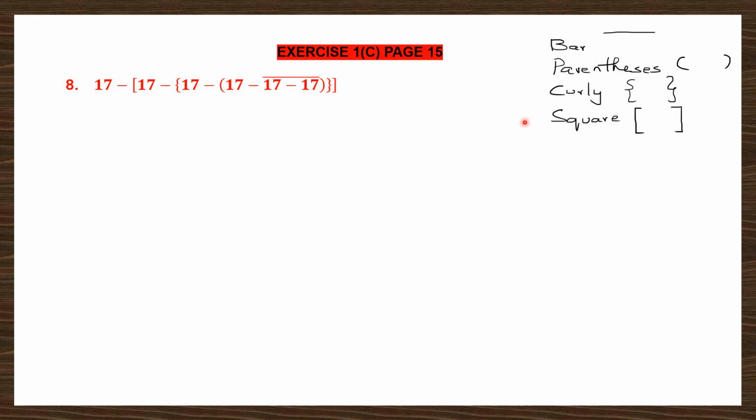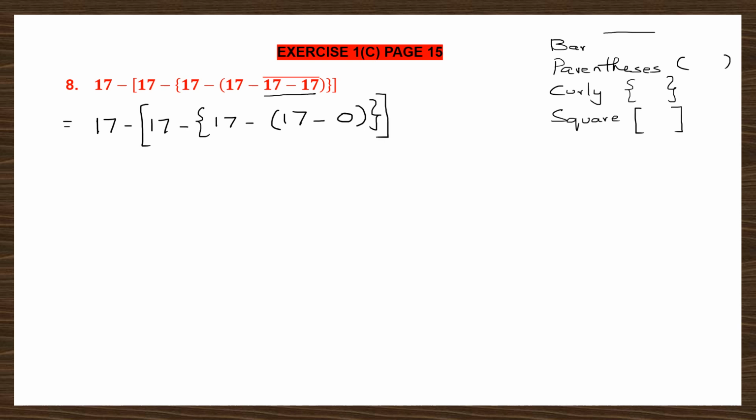So now let's begin. According to this, we have to work out what is under the bar bracket first. So we are going to work out this particular operation, 17 minus 17. Remember, the rest of it will remain the same. So 17 minus, and I have the square bracket inside which I have 17 minus, then the curly bracket 17 minus the common bracket or the parenthesis 17 minus. Now what is under the bar bracket is 17 minus 17, which is 0. So I've removed my bar bracket. I put back my parenthesis, the curly bracket and the square bracket.